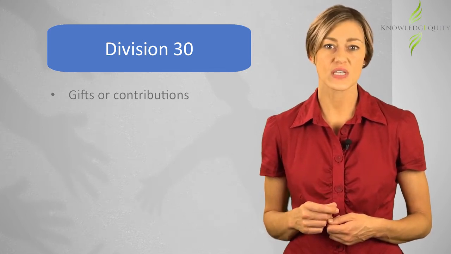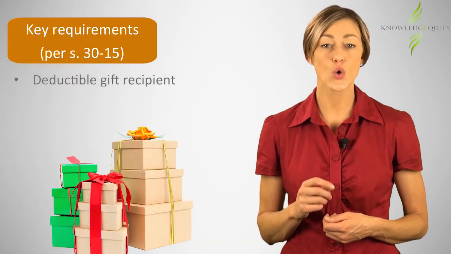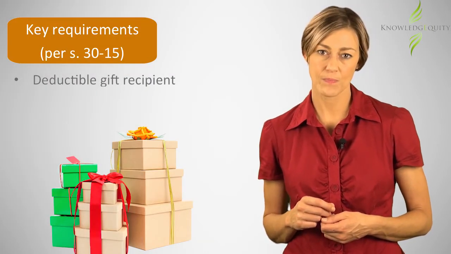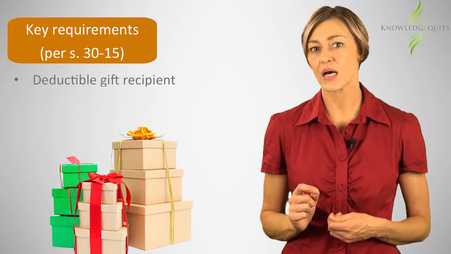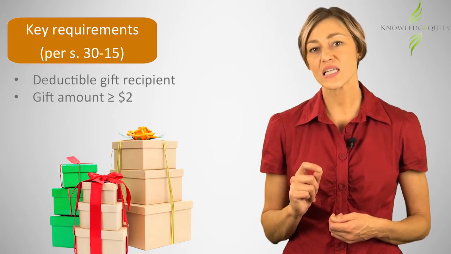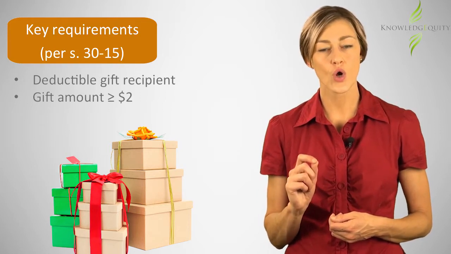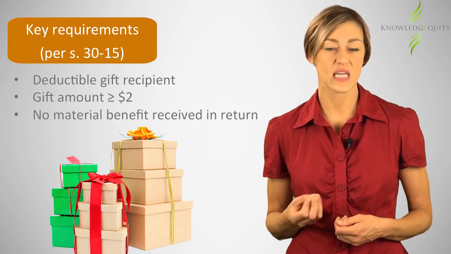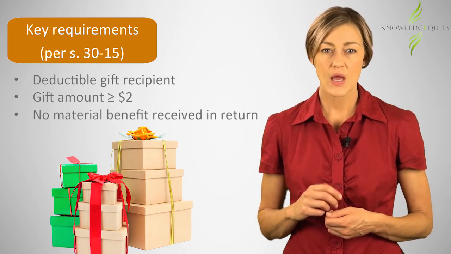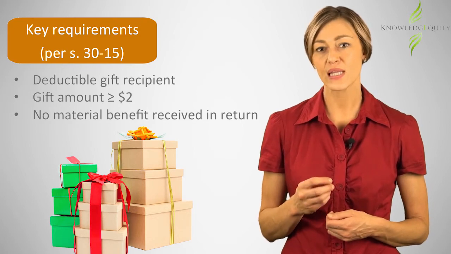Section 30-15 provides a table of gifts or contributions that can be deducted. A key thing to remember here is that the gift amount must have a value of $2 or more with no material benefit received in return. There are also a number of requirements that relate to gifts of property, trading stock or shares, and how the value of the deduction should be calculated.